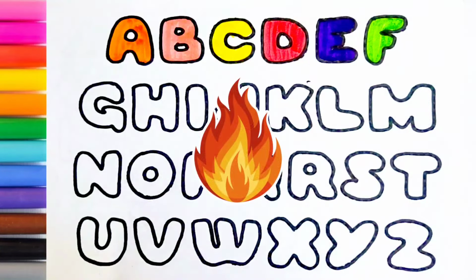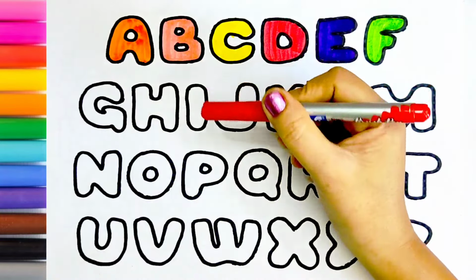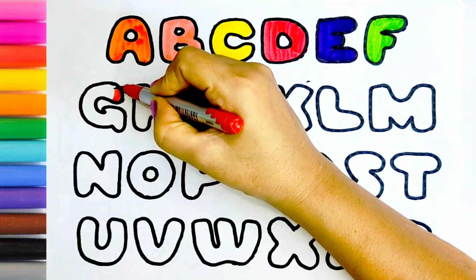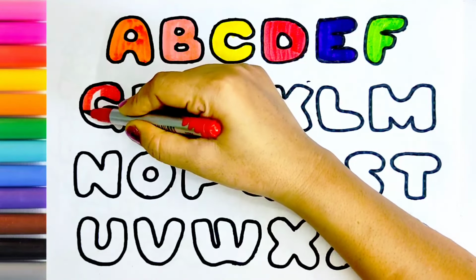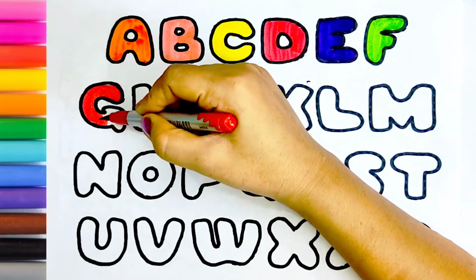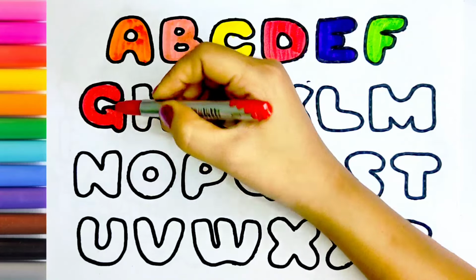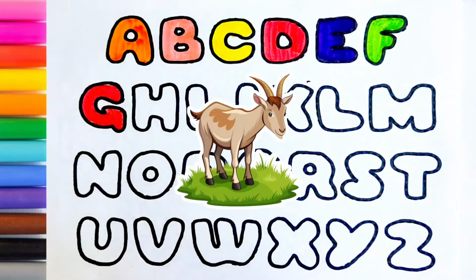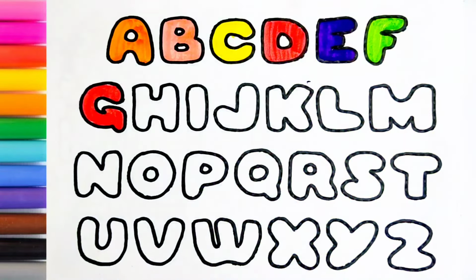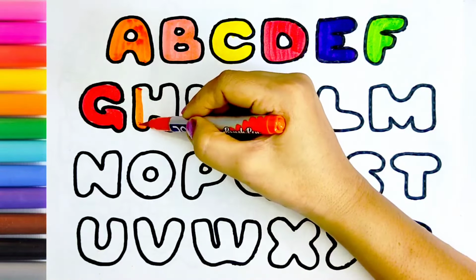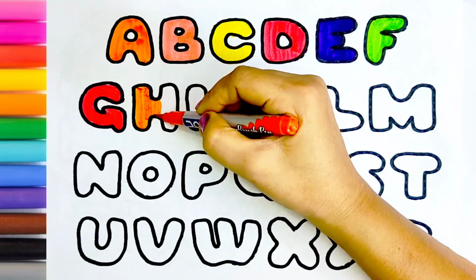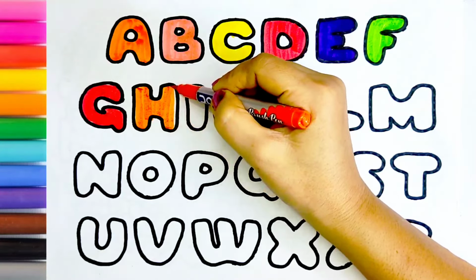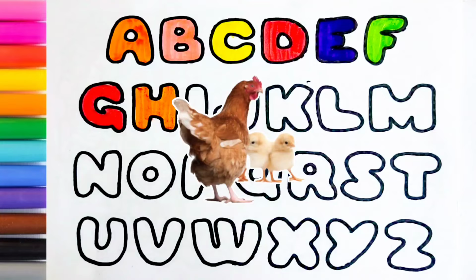F for fire. Red color. G for goat. Orange color. H for hen.